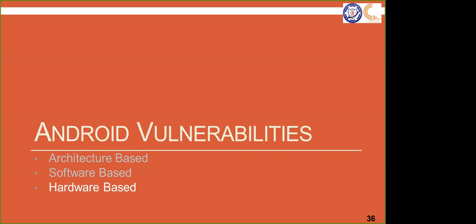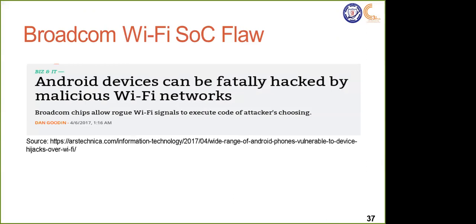Let's see some hardware-based vulnerabilities, because the hardware is also designed, so some vulnerabilities will also remain in the hardware. One example is the Broadcom Wi-Fi SoC flaw, where there is a buffer overflow vulnerability which provides privileged access to some application. Generally, the SoC runs at the lowest level, so it has higher privileges, and it affects not only Android devices, but also iPhones and all other mobile devices.